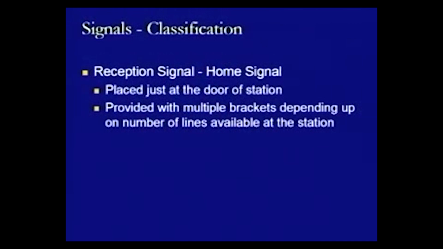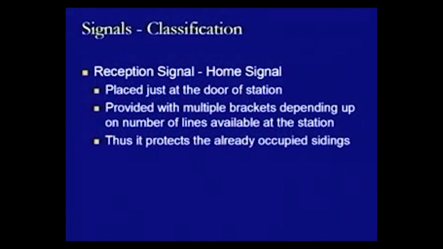This may or may not be provided, depending on the number of tracks available at that station. If there is only a single track available on the station, to accommodate a train from one direction, then there can be one signal with a single arm, which will define the movement of a train on this track. Whereas, if there are multiple tracks on which trains can be taken up, then the signal post will be provided with multiple brackets or multiple arms, and depending on which track we have to move the train, that particular home signal will be activated. So, multiple brackets, depending on the number of lines available at a station, are provided on the signal post.